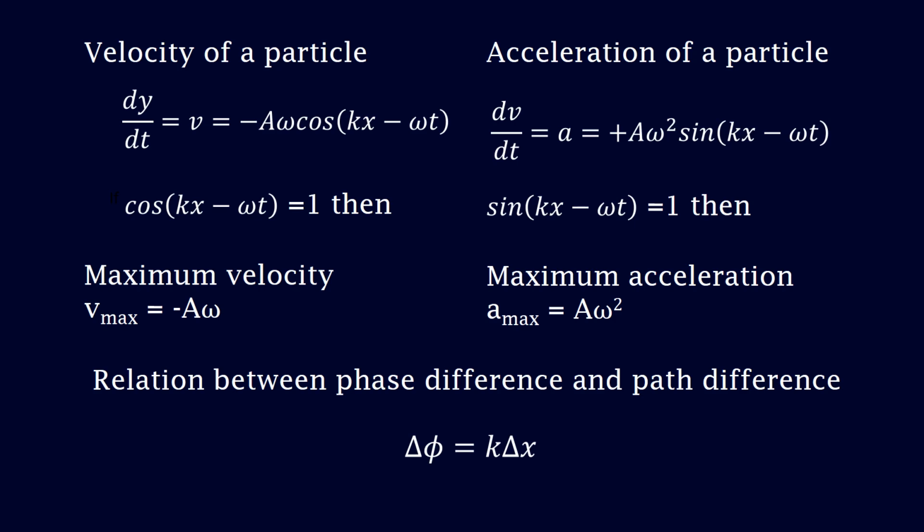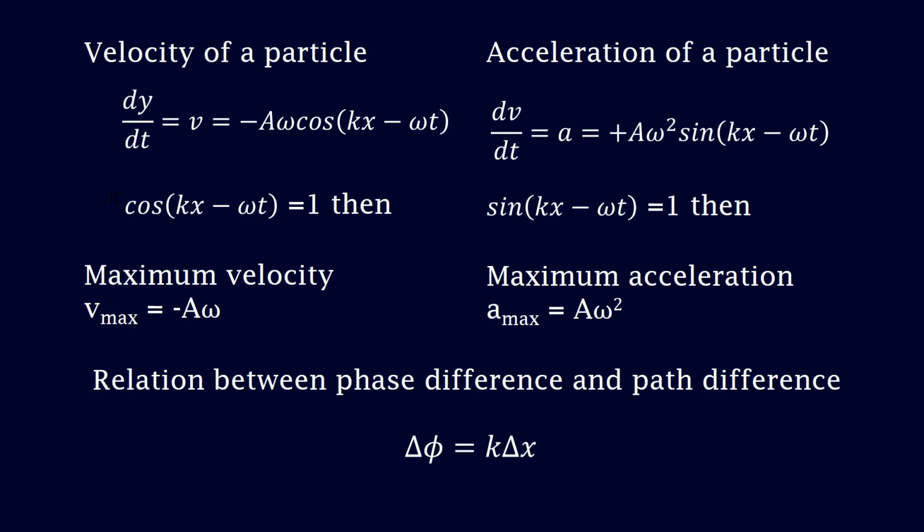That is, maximum velocity is at the equilibrium position of the particle and acceleration is 0. Now we will obtain a formula for acceleration of a particle by taking the derivative of velocity with respect to time. We get dv/dt = a = +Aω² sin(kx − ωt). Here note that the derivative of cos θ is −sin θ. Therefore, we get the positive sign in acceleration.